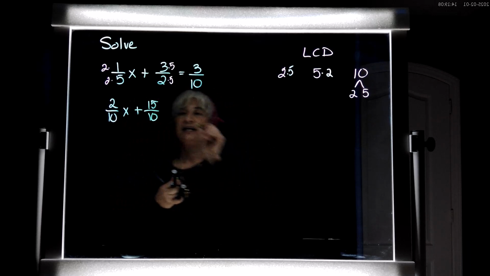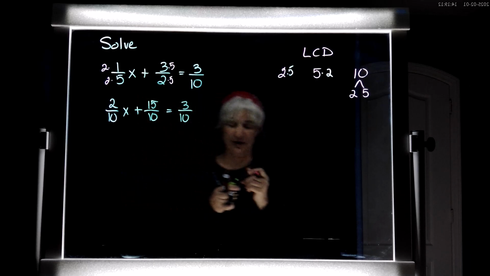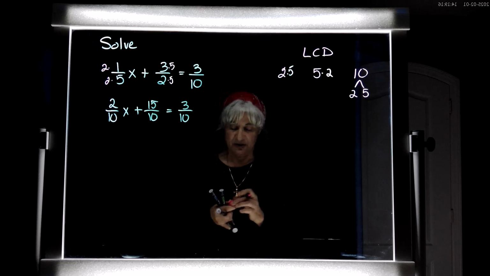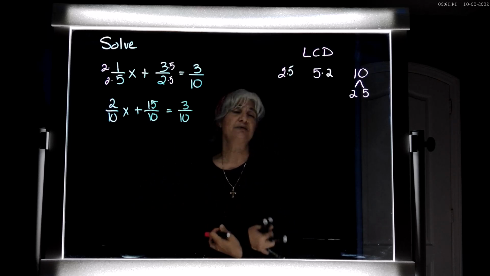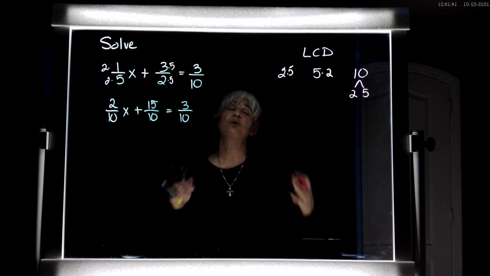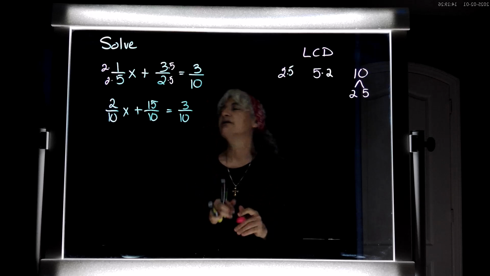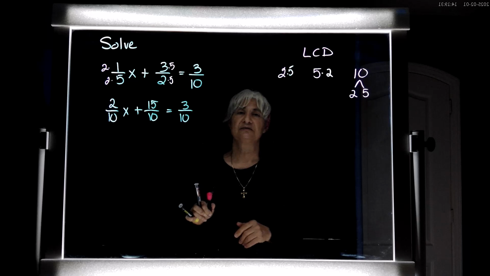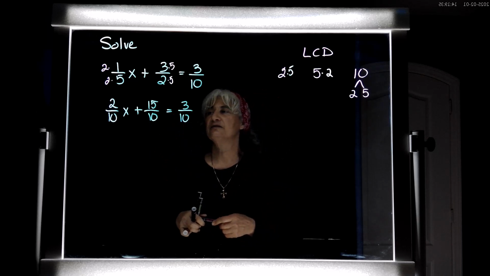Excellent. And equals, yeah, this guy already has a denominator of 10, so we're good. We don't have to worry about it. Does that make sense? So, at least all the fractions have the same denominator, which is going to make them so much easier to deal with. Cool? Okay, so now, stay focused. We're solving. That means it's an equation, which means there's an equal to sign.